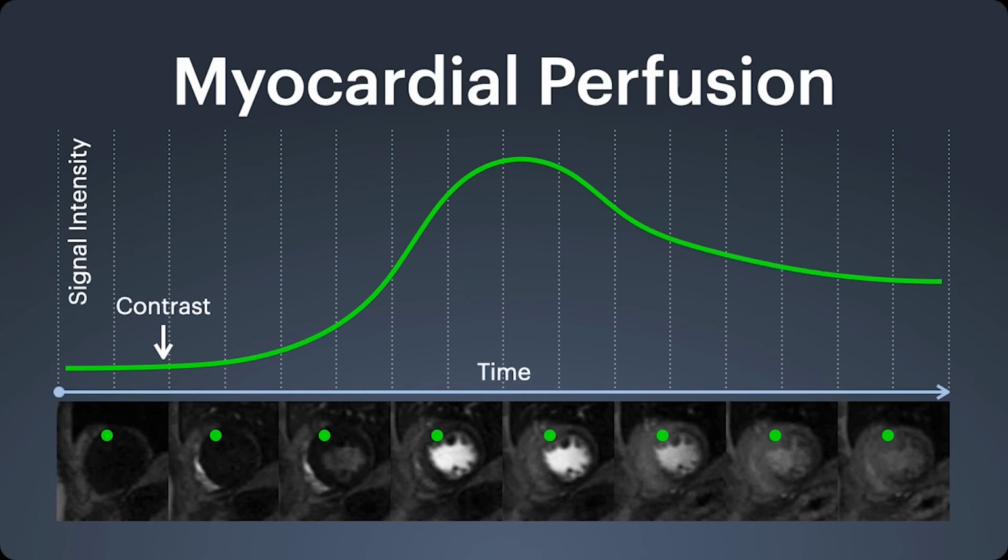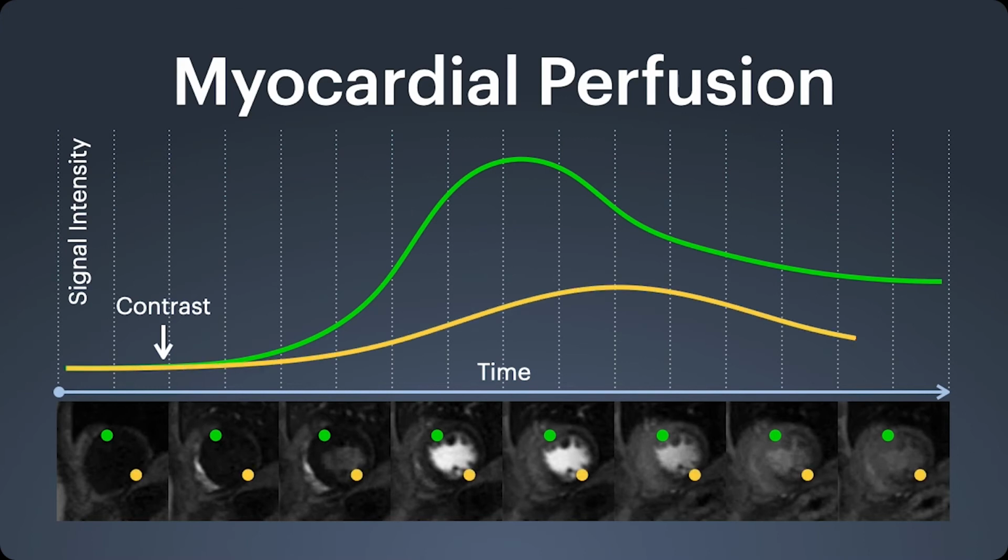And what we see is there's fairly rapid uptake. It reaches a peak, and then there's a gradual washout. If we place an area of interest in some ischemic myocardium, denoted by the yellow dots in the infralateral wall, then we see there's actually slower perfusion of gadolinium in the abnormal myocardium. There's lower peak intensity, and it also has slower washout. And so this differential is what we're relying upon when we perform stress MRI.